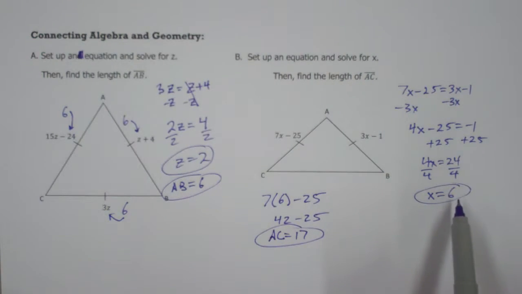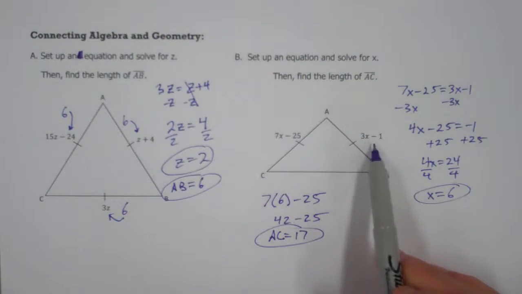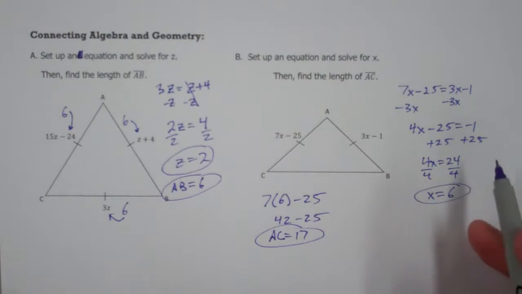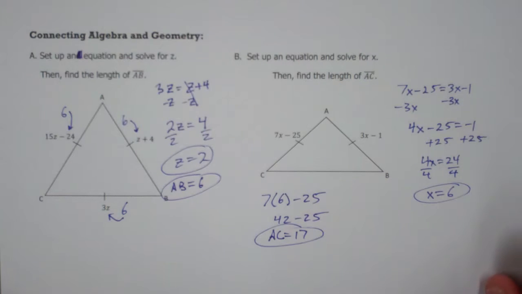Now we could check our work in this case pretty quickly. We've got 3 times 6 minus 1. So 3 times 6 is 18. 18 minus 1 is 17, so our value of x works, and we verified that AC and also AB are 17.